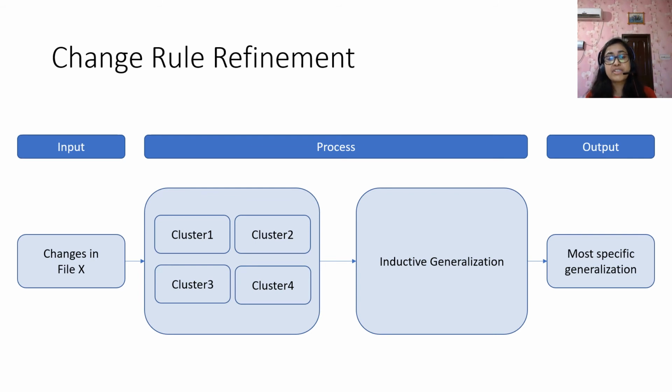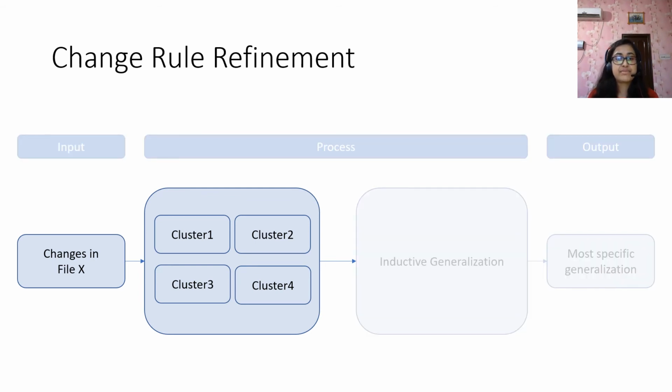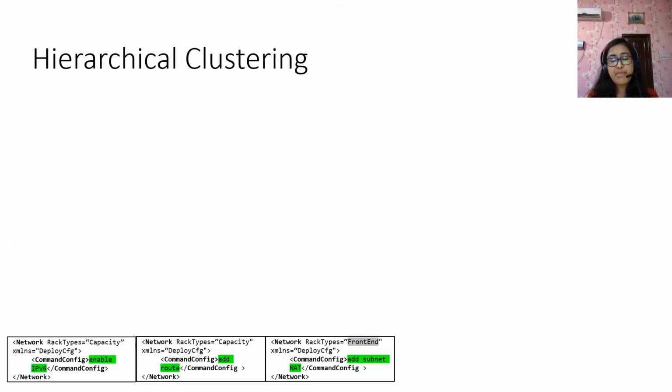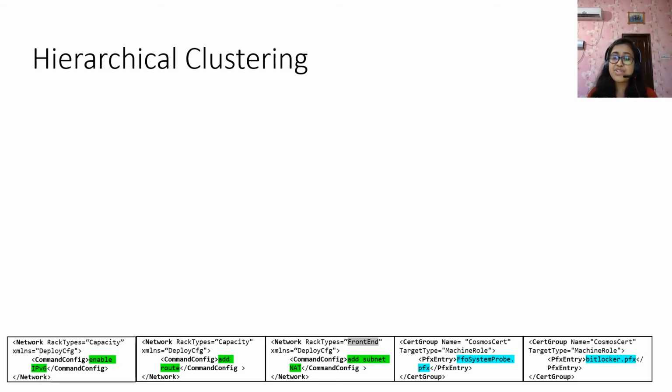Now let me talk about the importance of clustering. Taking back the previous case where 3 commits were made for file X and the change was made in network node, what if there's another scenario where in addition to 3 commits, there were 2 more commits, but this time the change was made in cert group node and not network node.